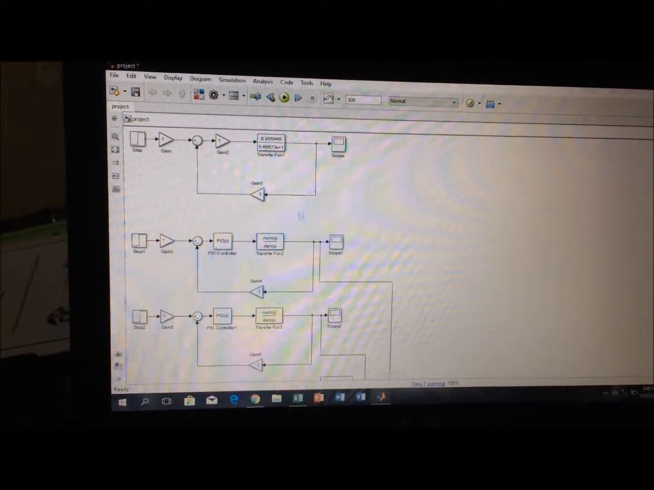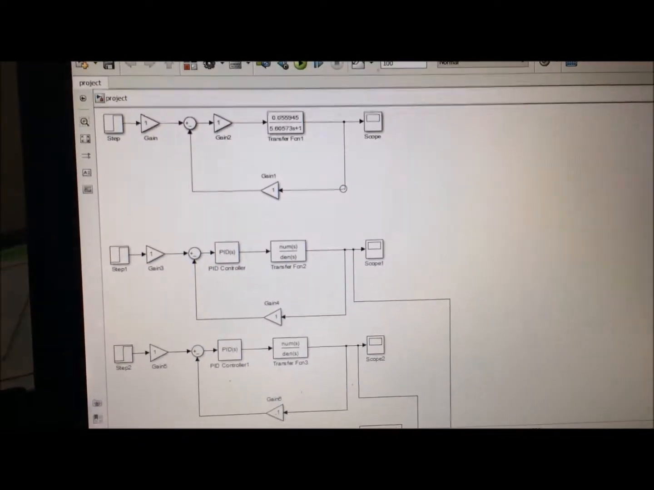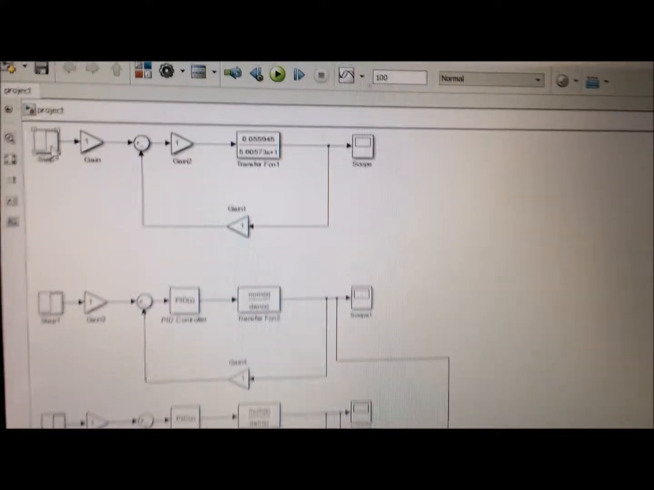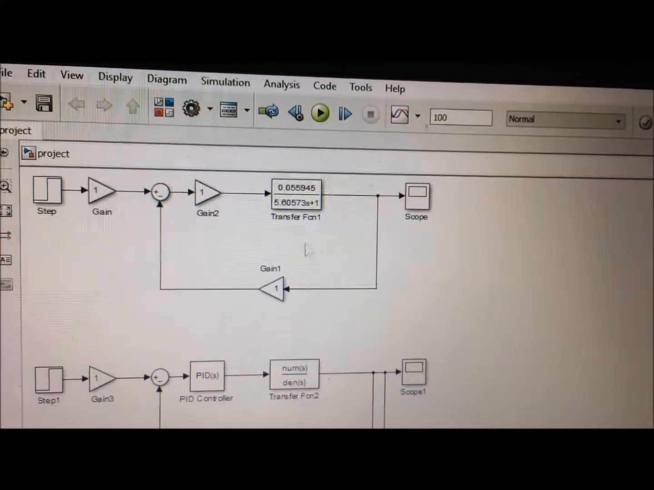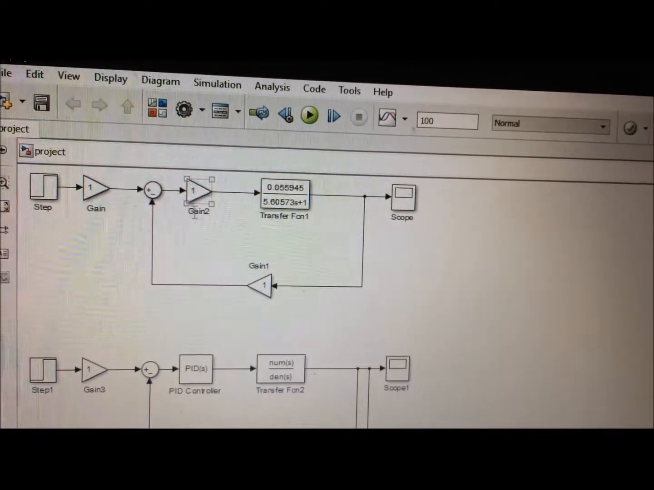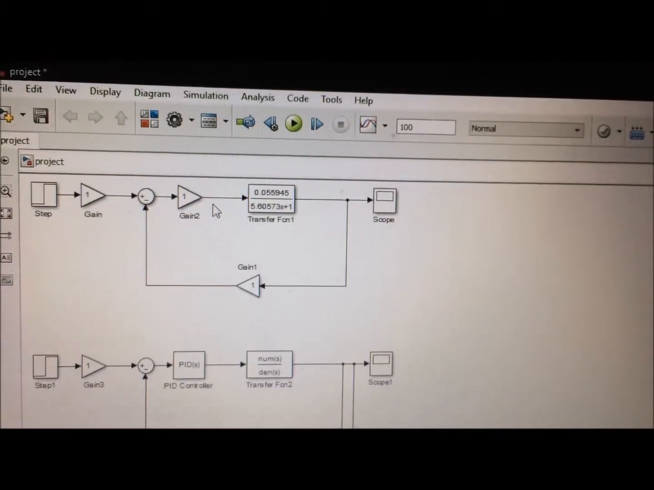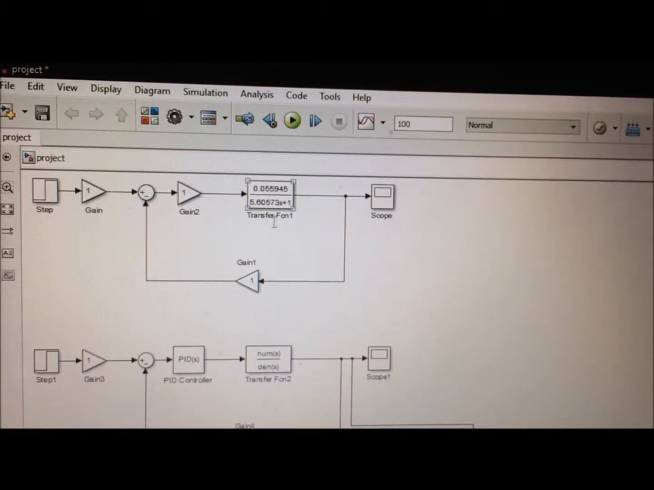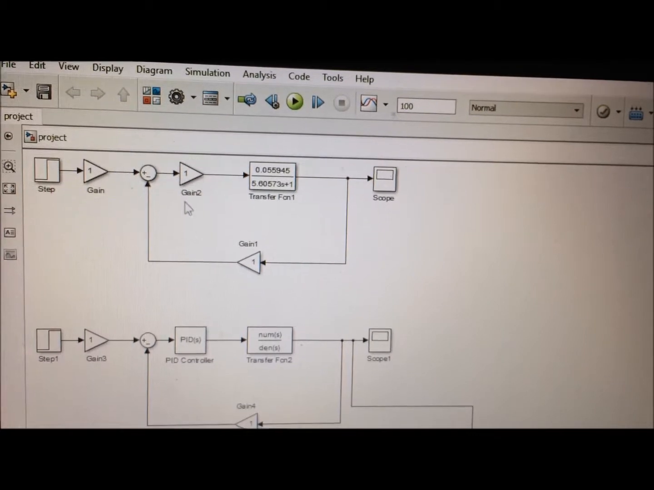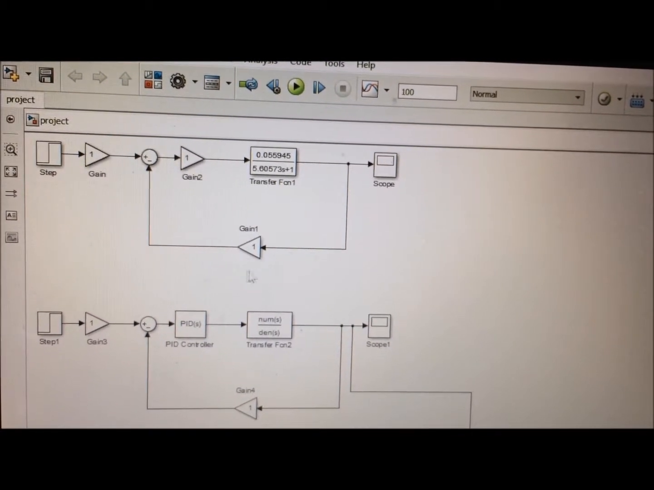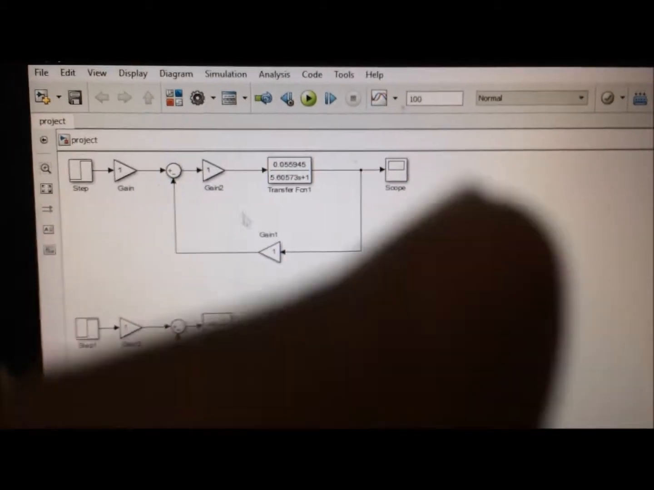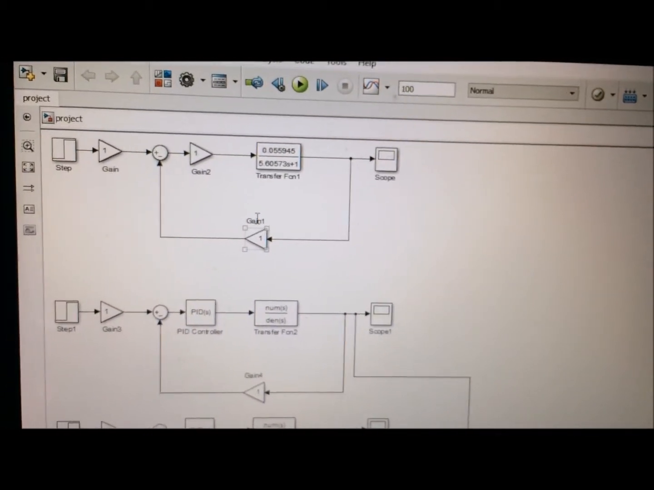So this is our Simulink. Okay, I will explain from the top part. So this is our simulation. This is our gain, our GP. This gain represents the GV, and the other gain represents the GM, since both GM and GV we assume to be 1.